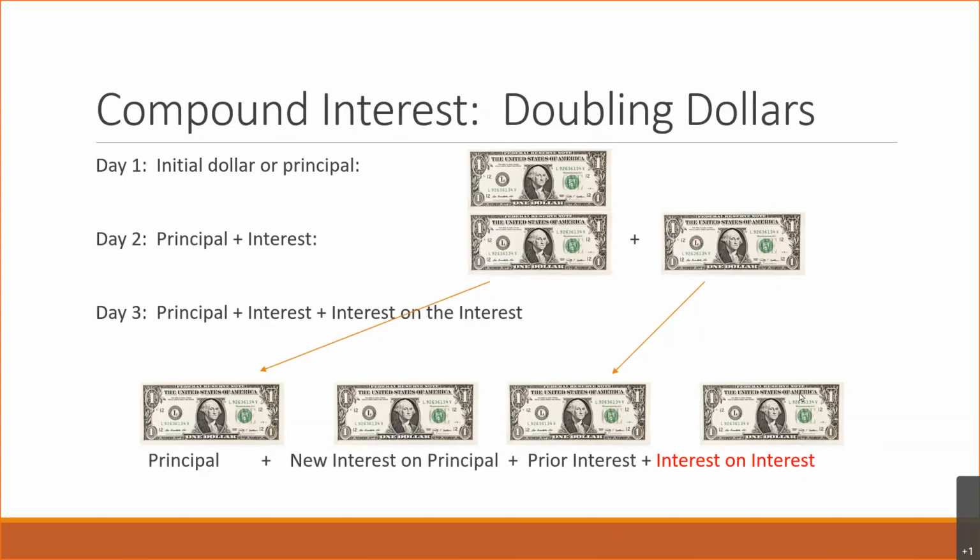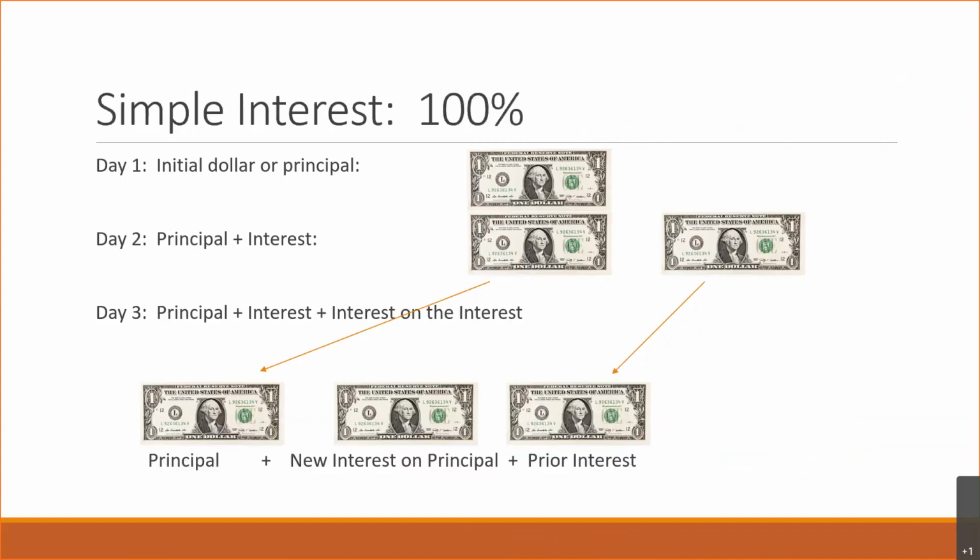Now, if you had simple interest, well, okay, what would that be, right? Simple interest is that you don't get interest on the interest. And so what happens is that if you had simple interest at 100%, it would look the same the first round, right? You would get your dollar, your principal, and then you'd get your interest. But then on day three, it would change, right? Because yes, you would get your principal, you would get new interest on this principal, and you would get your prior interest. But because it's simple interest, you don't get the interest on the interest like you would with compound interest.